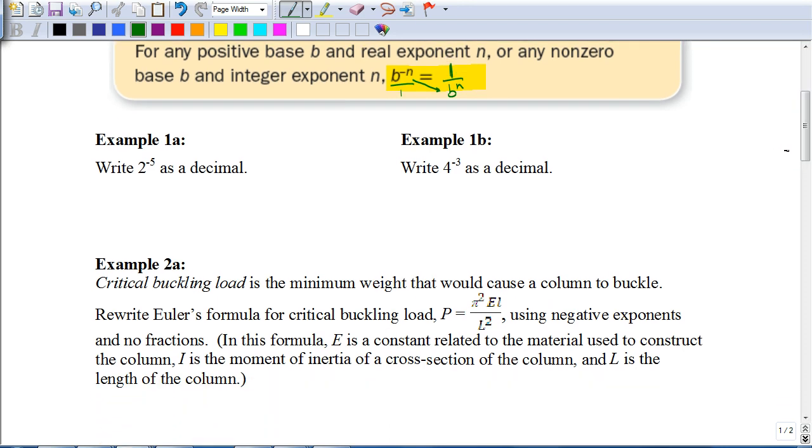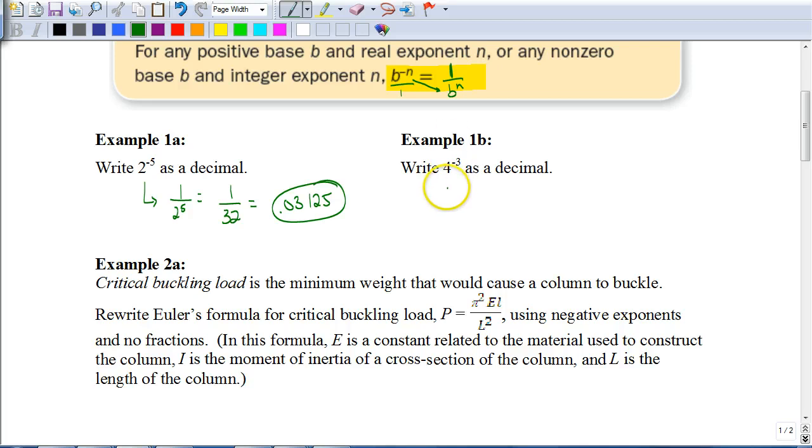Well, for one, if we were asked first to write that as a fraction, that actually would be our first step. We're going to put it in the denominator, so it's going to be 1 over 2 to the 5th power. Now, 2 to the 5th power is the same as 2 times 2 times 2 times 2 times 2, which is 1 over 32. And then 1 over 32, if you did that as a decimal, would be 0.03125. But the key is to know, even though they didn't ask us specifically, how to write that as a fraction.